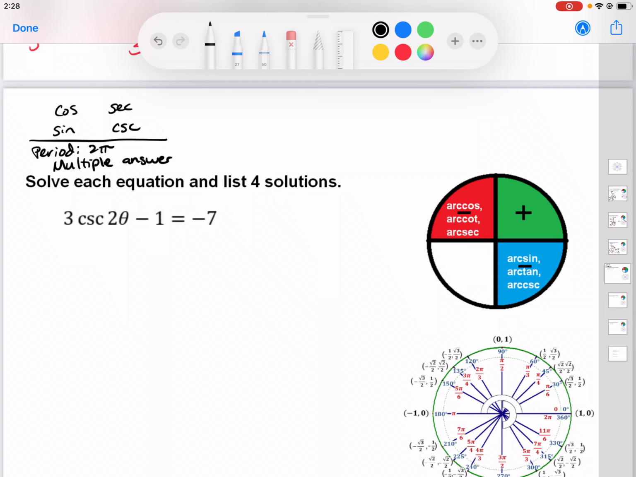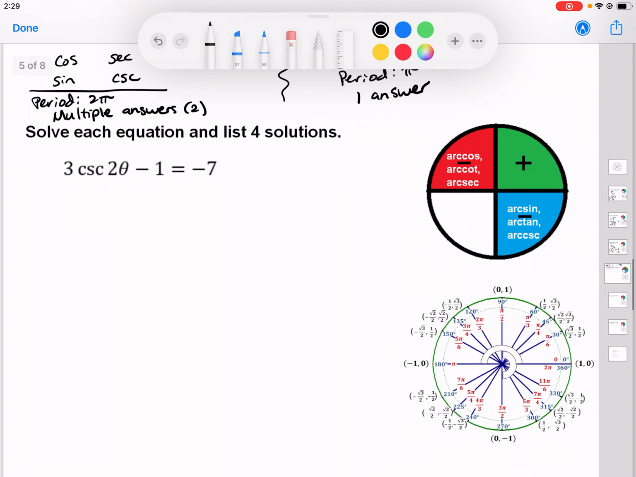Okay? So usually you're looking for 2. Sometimes that's actually not the case, and I'm sure I'll find an example of that later on in this video. While tangent and cotangent, you'll have a period of pi, and there's only one answer. Okay, so just be aware of that. Just a little side note.